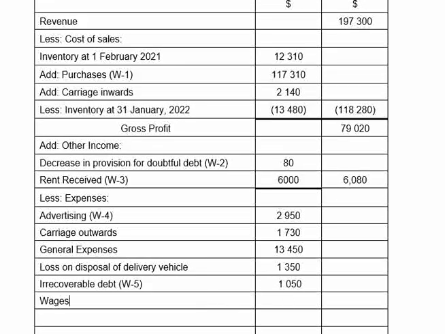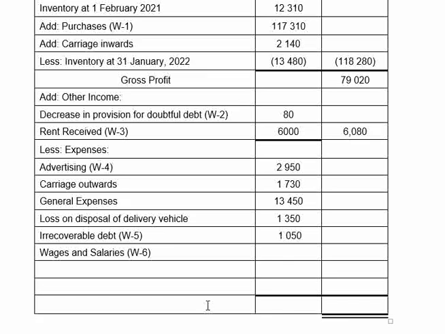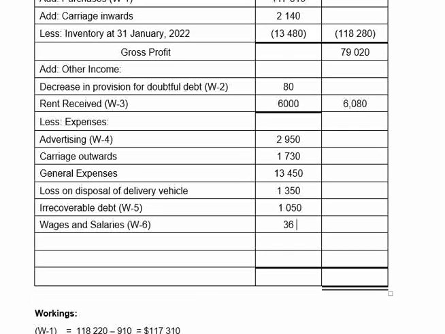So you will take it here, wages and salaries. Okay, so wages and salaries, and we will mention that its amount has been shown in working number 6. How it is calculated, it is shown in working number 6. So this is 36080. Done. This is wages and salaries.